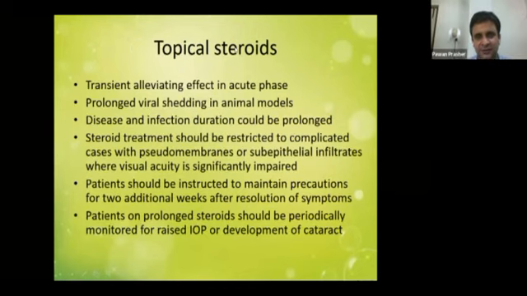Steroids, just a few points, because it's a controversial topic and a lot of people have a different take on whether to use steroids or not. They have a transient beneficial effect in the acute phase. They are known to prolong viral shedding in animal models, and the disease and infection duration could be prolonged. Most people agree that they should be restricted to complicated cases with pseudomembranes or subepithelial infiltrates, where there is a risk of visual acuity getting impaired.